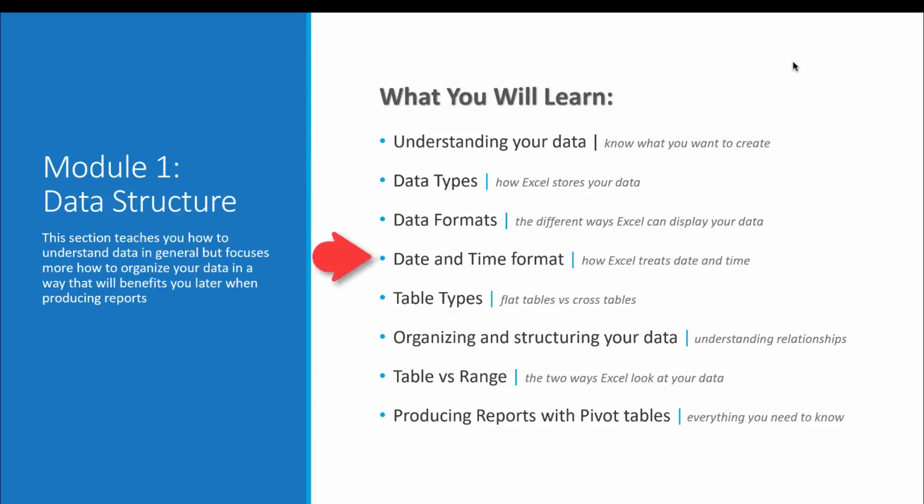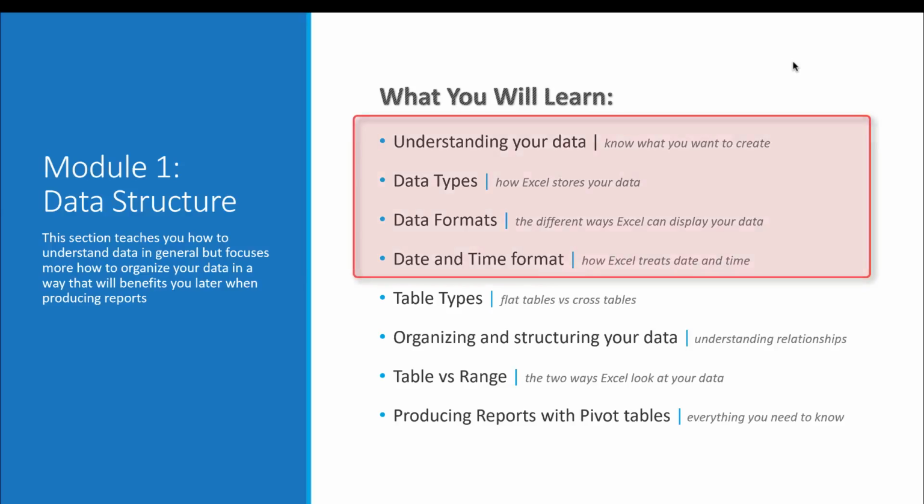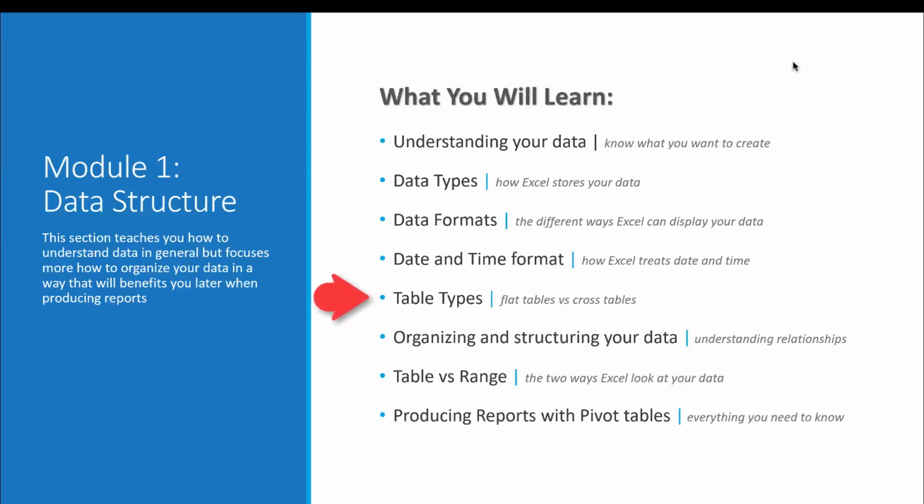Okay, and then, up to the date and time format, this is what we're going to be covering today. So the first 4 bullet points. And then the next episode, we'll be covering table types, where we look at flat tables and cross tables. And basically, this is what you're going to be seeing in your whole life, probably. Organizing and structuring your data, and then this is where we look at some of the principles of database design and why that is important when you work with Excel to solve a certain problem.